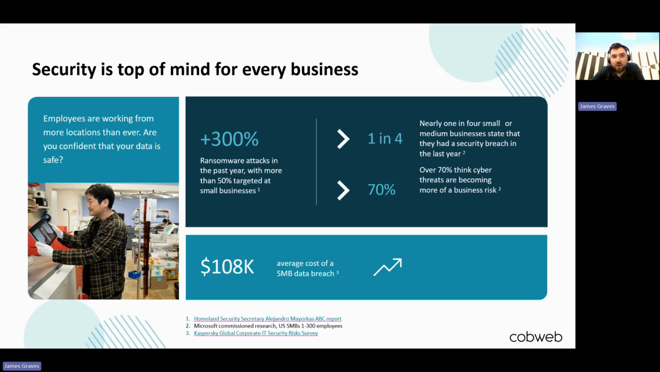And you'll see on here increases of 300% on ransomware attacks in the past year, with 50% of those targeted at small businesses. One of the things we hear quite a lot in doing these sorts of things is that small businesses don't get targeted. We all hear in the news about the big hitters, the Marks and Spencers, the Harrods and things like that that have been in the news recently. But one of the things that we don't hear about is when these small businesses do get hit.